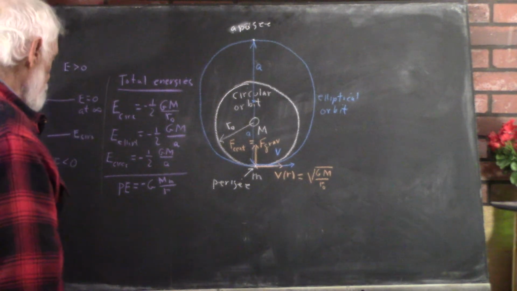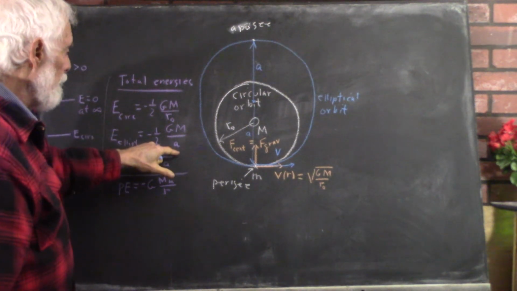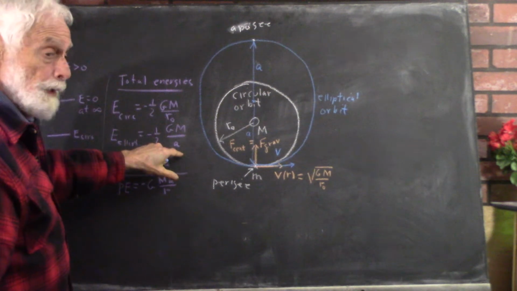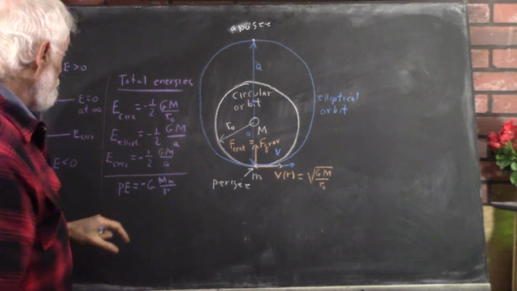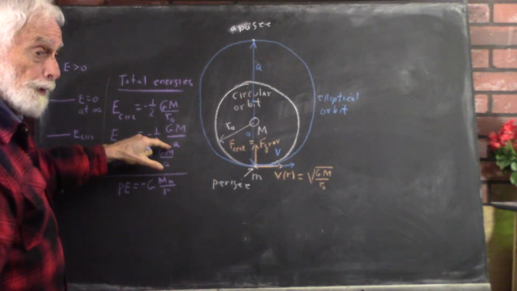The energy of the elliptical orbit, where A, at least the way I've drawn it here, is greater than R. Well, the reciprocal of a smaller number is bigger.